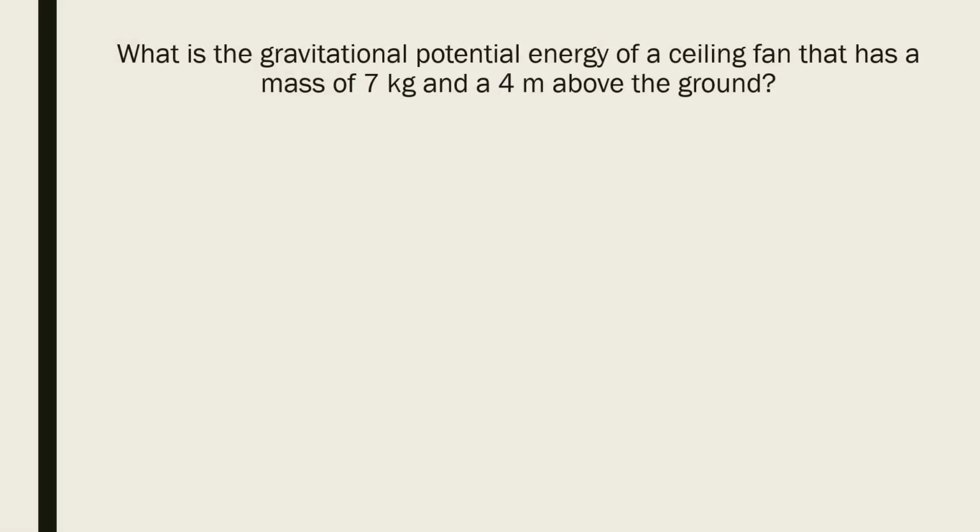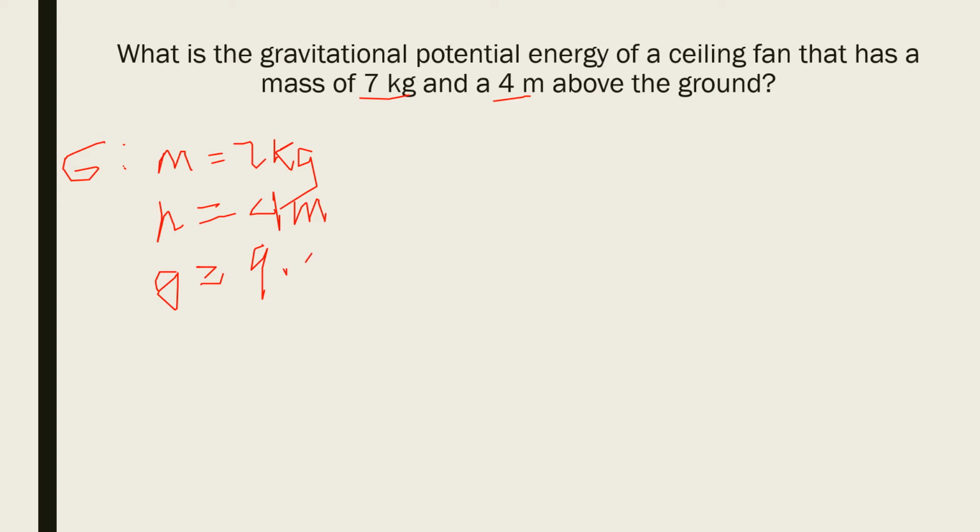What is the gravitational potential energy of a ceiling fan that has a mass of 7 kg and a 4 meter height above the ground? So again, use GRESA. G stands for given. We have here 7 kg, which is obviously the mass. We also have 4 meter, which pertains to the height, and the standard value for acceleration due to gravity, which is 9.8 Newton per kilogram.